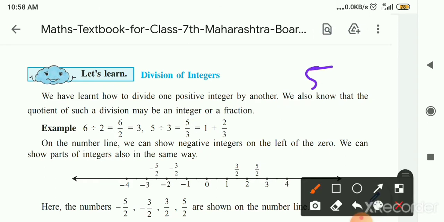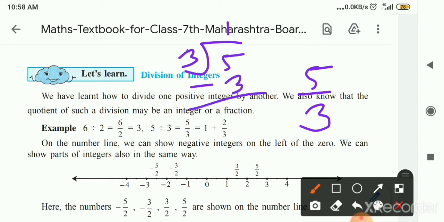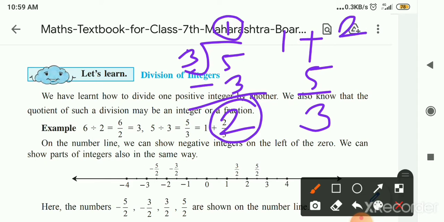If we are dividing 5 by 3, you know how we divide. 3 1s are 3, remainder is 2. So how do we write this as a fraction? You know the conversion of a fraction into a mixed fraction and a mixed fraction into a fraction. If we convert it into a mixed fraction, the quotient 1 we write in front, plus the remainder upon the divisor. So its conversion is 1 plus 2 upon 3.